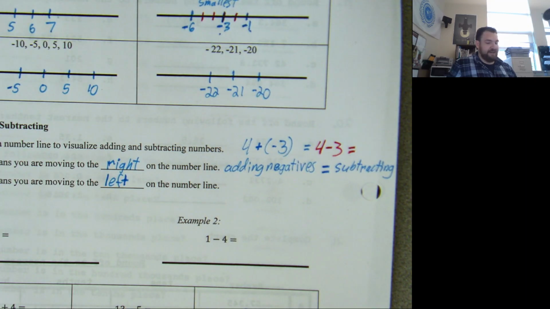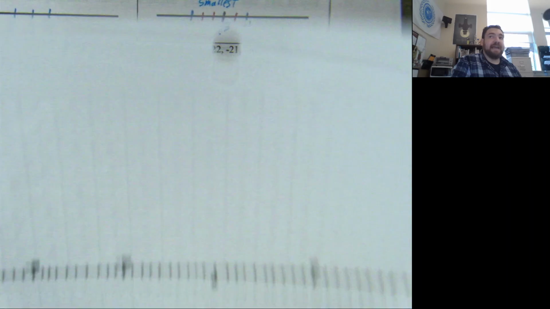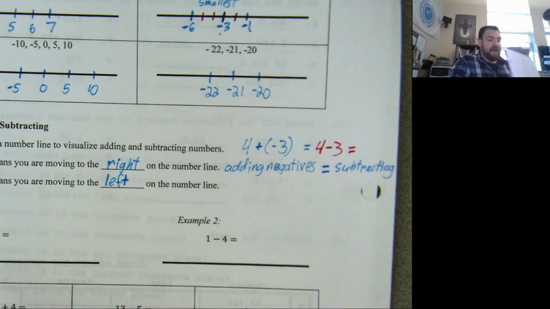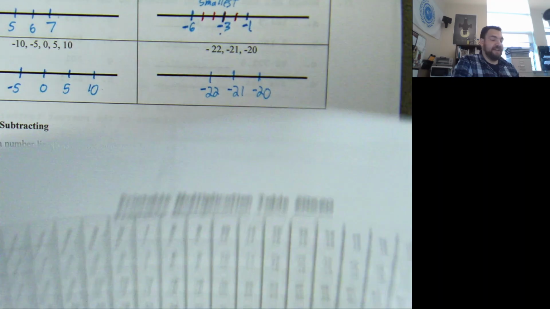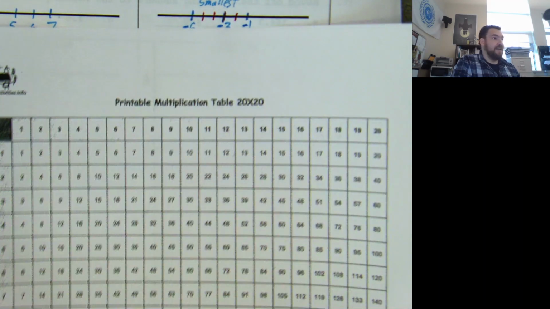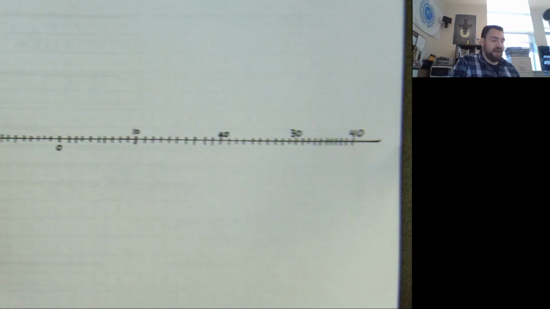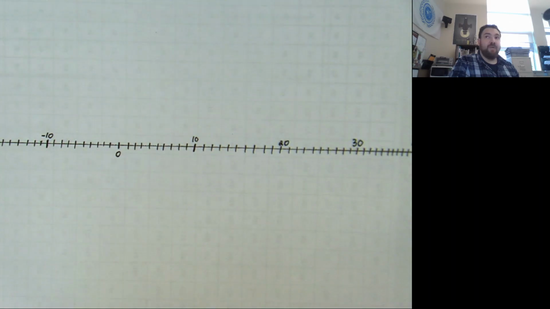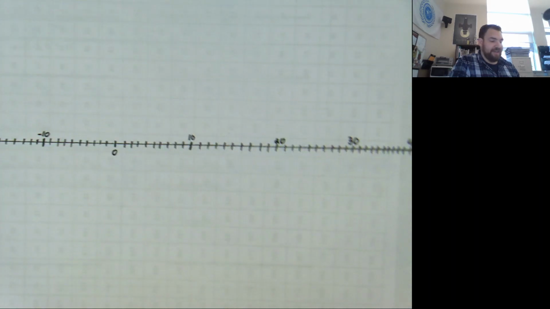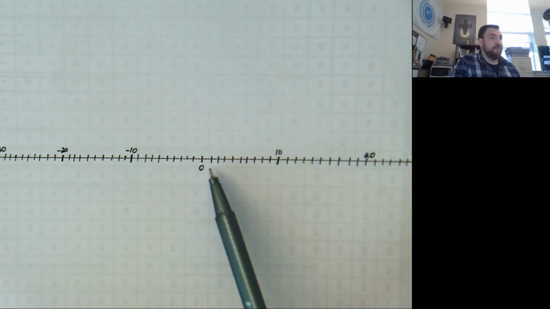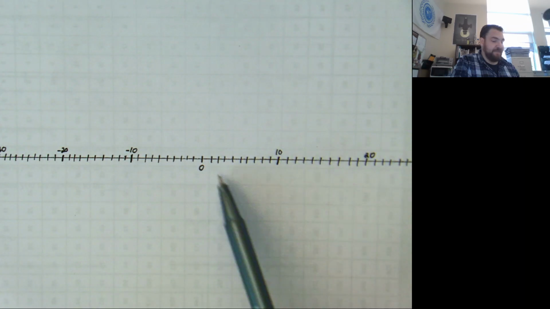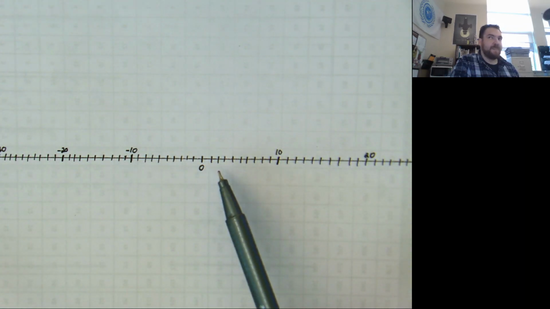to do that, we can look at a number line. So on the back of the times tables that I gave you, your multiplication table, flip that thing over, and I've given you a number line that goes from negative 40 all the way up to 40 to help make this work a little easier for you. The only thing I didn't do is write down all of the numbers. I put spaces for all of the numbers, but I didn't write them all in.